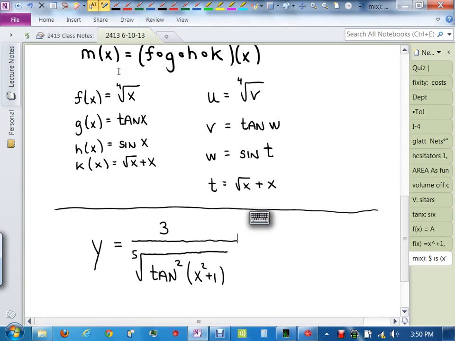U is V, V is T. Tangent S. Good. That's what I'm looking for. Any progress?